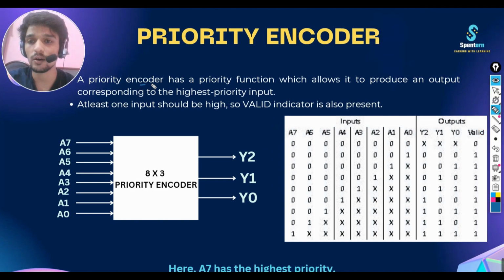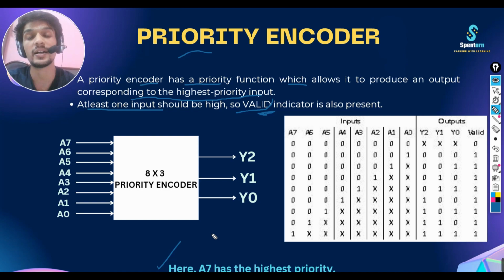So here you can see a priority encoder, as the name itself says, priority. Here we will be giving priority to a particular input. It has a priority function which allows it to produce an output corresponding to the highest priority input, right? At least one input should be high, we all know. Here we will be using the valid indicator, and we'll see what the functionality of the valid indicator is. I have given here that A7 has the highest priority. Remember this. I can give A0 the higher priority, but in this case I have taken A7 as the highest priority. That means whatever inputs I give, A0, A1, A2, if A7 is pressed, the data A7 will be on the output side, nothing else, right?